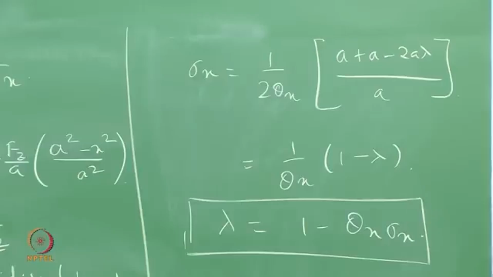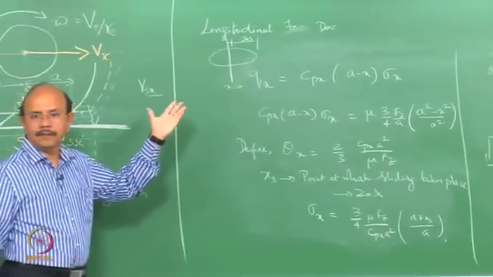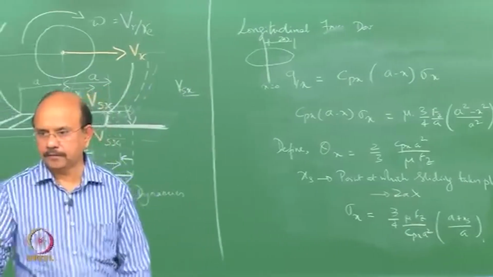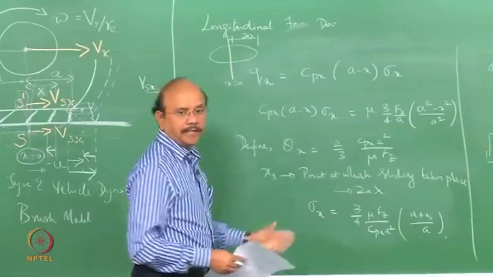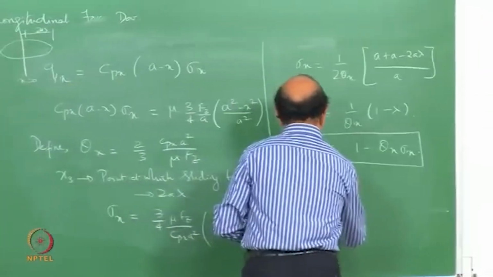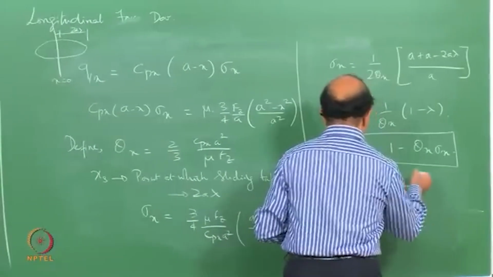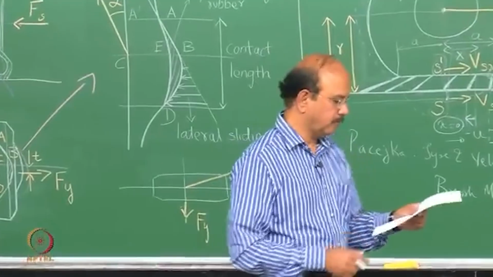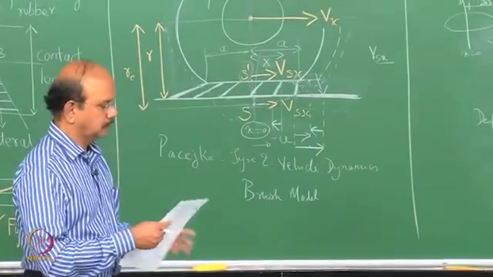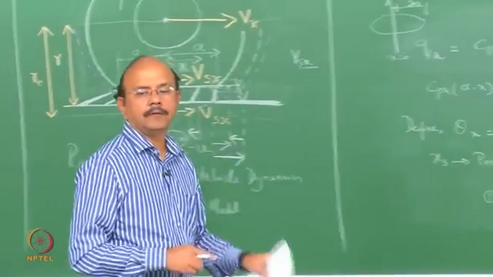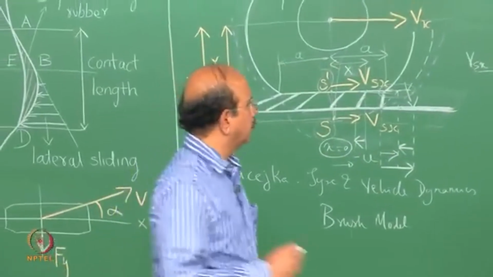I said that lambda is equal to 1 where the sliding takes place, 2a, this is completely the sliding. So you can write theta x to be plus or minus depending upon the case.